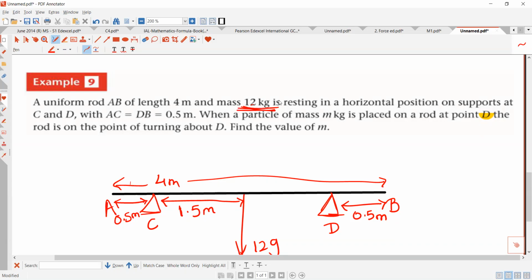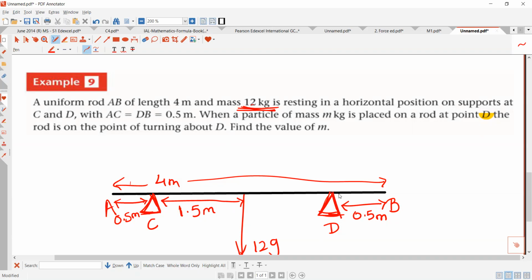Mass is always at the center. Resting in horizontal position on supports. Okay, so it's a beam which is resting in horizontal position at supports. Understood? That's what they're trying to say.